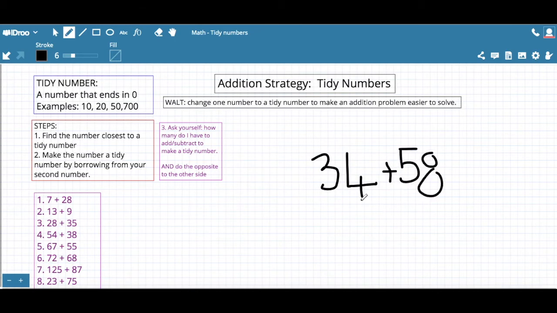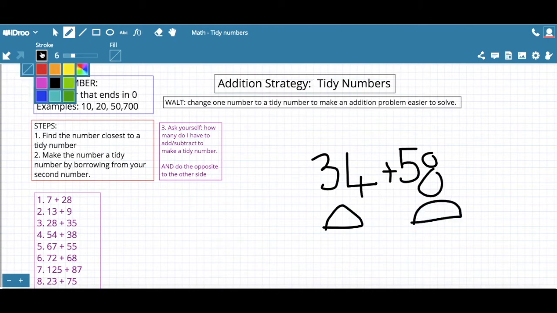Now, 34 plus 58. Okay, now pause the video and tell me what the first step is for adding with tidy numbers. Okay, so hopefully you said that our first step is that we have to identify which number is closest to our tidy number out of 34 and 58.